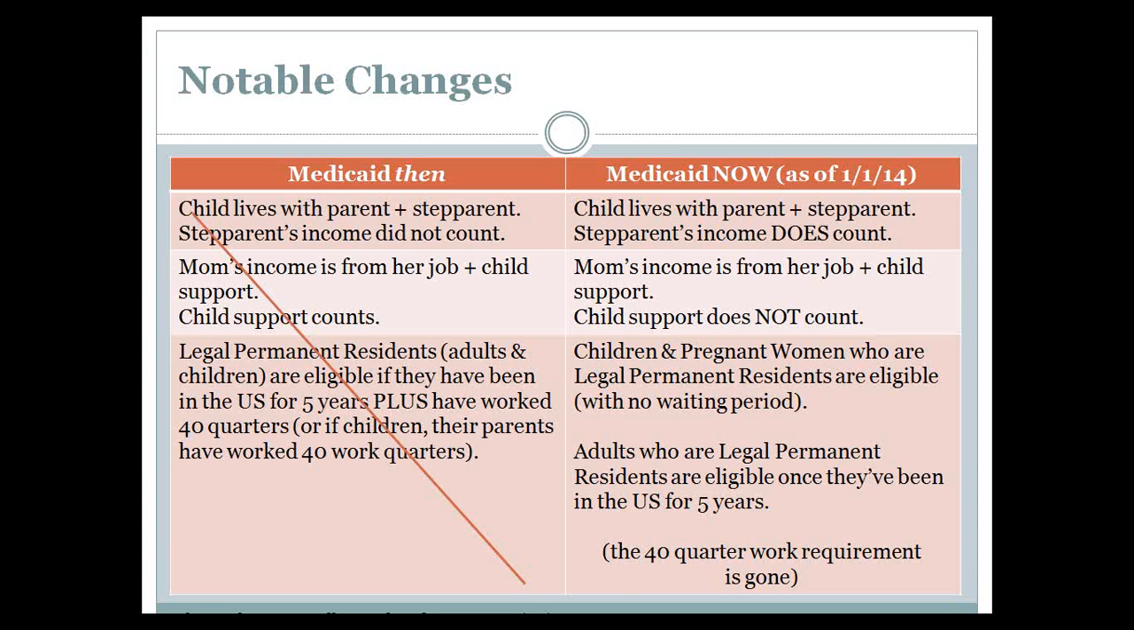And finally, Medicaid then, legal permanent residents, adults and children, are eligible if they have been in the U.S. for 5 years, plus they had to have worked 40 quarters, or if children, their parents had to have worked for 40 quarters. But now, children and pregnant women who are legal permanent residents are eligible without a waiting period, and adults who are legal permanent residents are eligible once they've been in the U.S. for 5 years. The 40-quarter work requirement is gone.